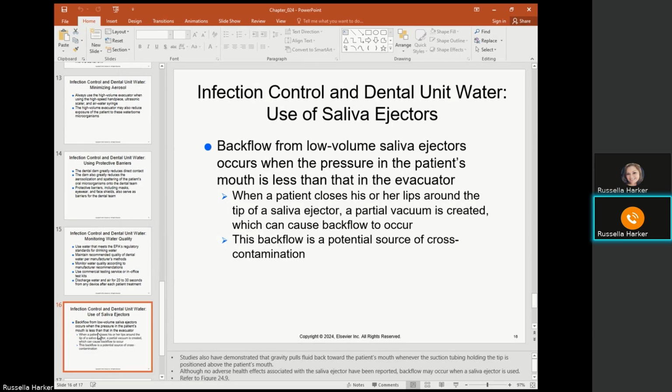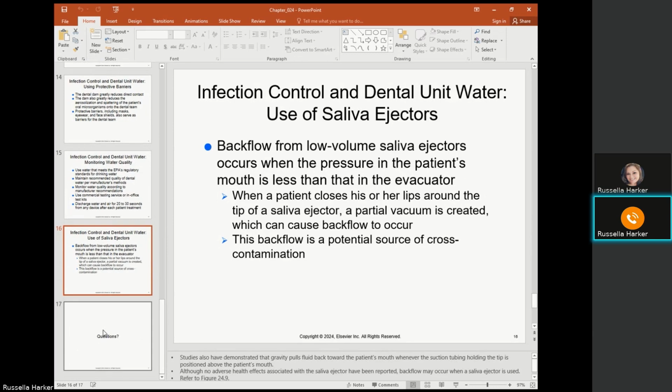So you're not ever going to ask your patient to close and keep their lips closed around that straw. They can quickly close around the straw, or you will suction with your large evacuator, your HVE, anything that you want removed from your patient's mouth.